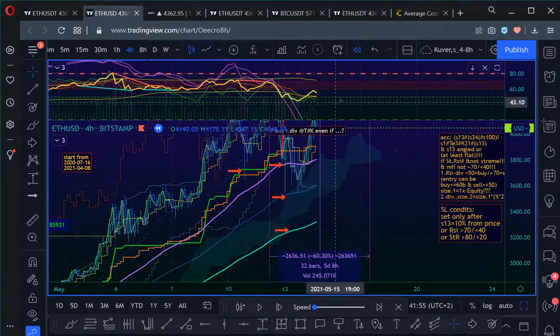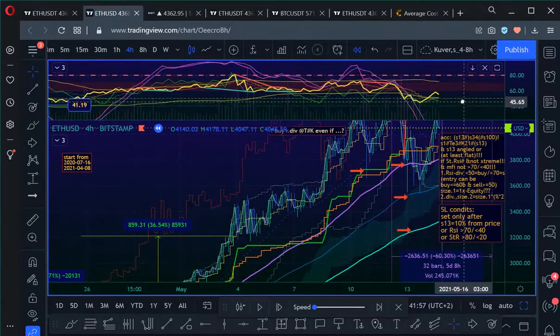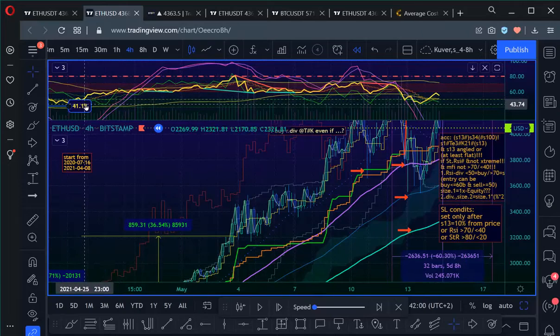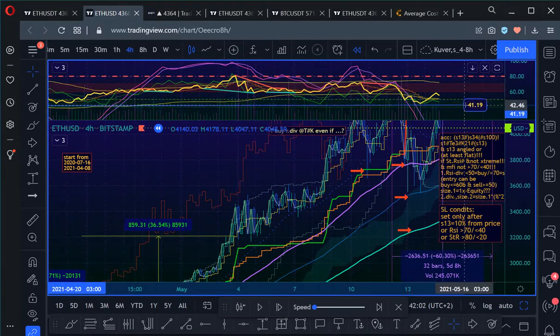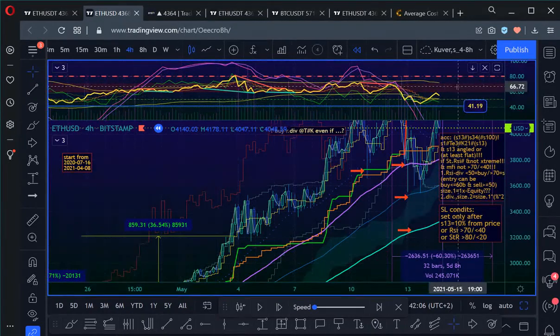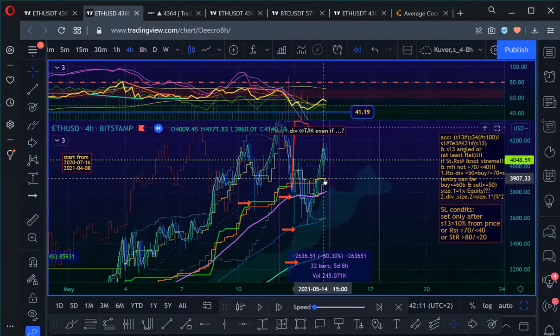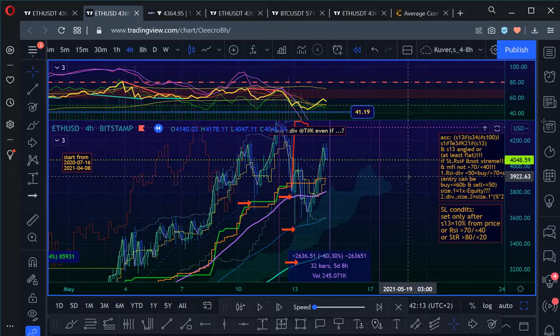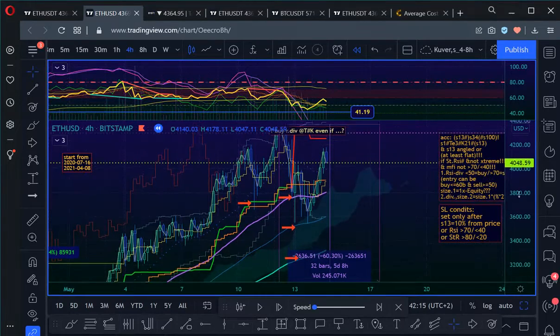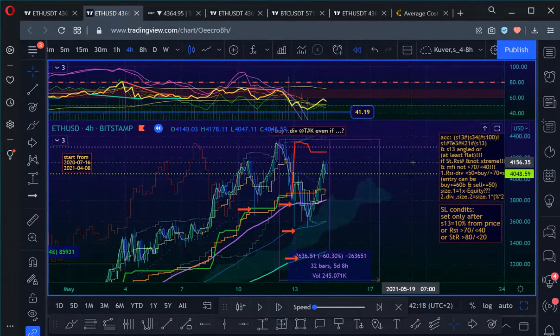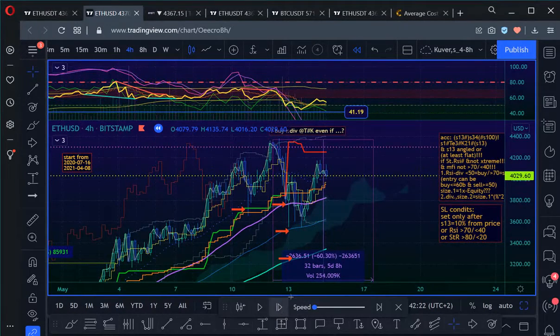So, do we have a divergence in play? 41.19. Let's see. Not exactly yet. Maybe we'll still get it. Here we have a rebreak coming. Would be considerable to add to the previous position, of which we have half left. So yeah, I think we could add half to the position.